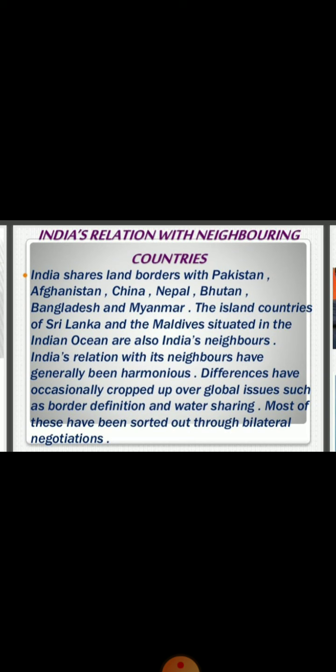Differences have occasionally cropped up over issues such as the border definition and water sharing. Most of these have been sorted out through bilateral negotiations, means without interference of any other. Our problems are solved by the countrymen.